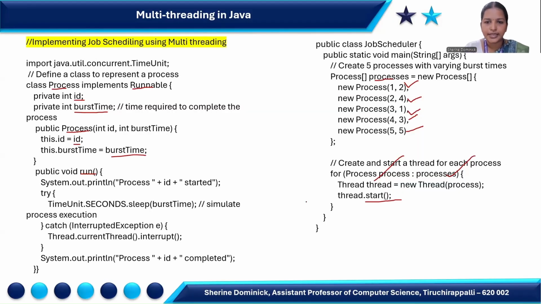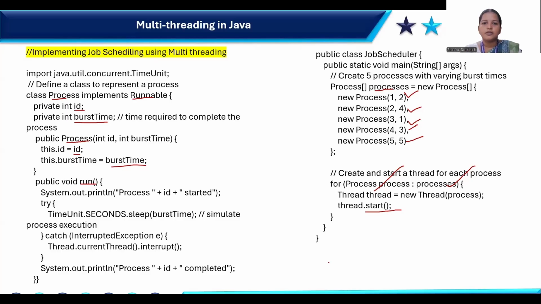Let me show you the execution of this. I'm using an online compiler called Programiz. Using this compiler, I've just pasted my code here. We are going to see the execution. We have a total of 5 processes: process 1, process 2, process 3, process 4, and process 5. The burst time for process 1 is 2 milliseconds.